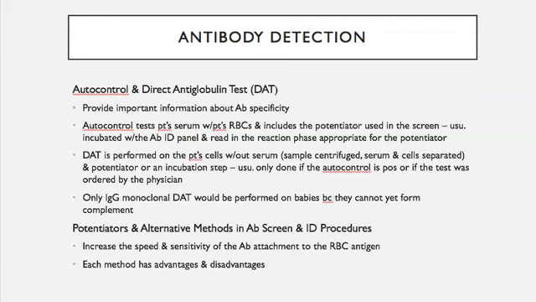Only IgG and monoclonal DAT would be performed on babies because they can't yet form complement. So DAT is one of those tests that automatically gets performed on babies. But on adults, you would not perform it unless the doctor has ordered it, or if the autocontrol or the antibody screen or antibody panel is positive.